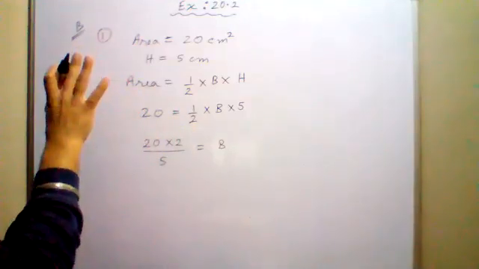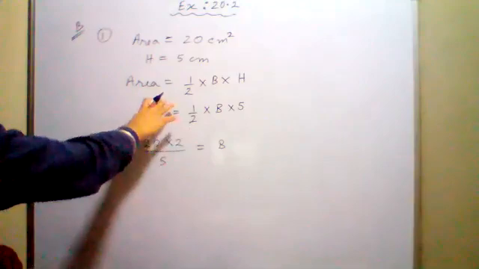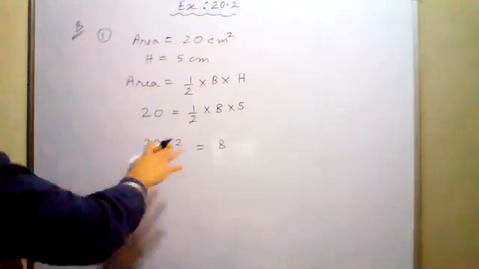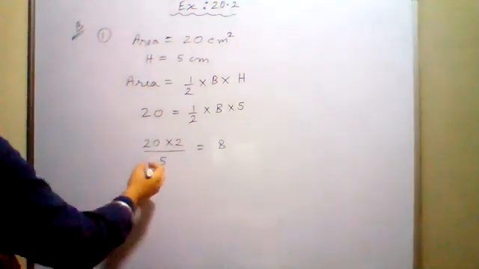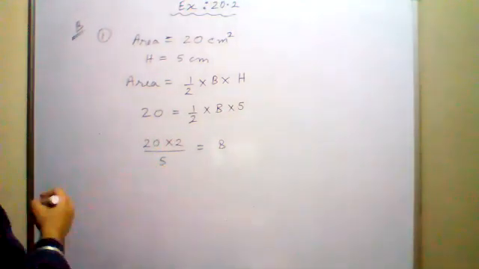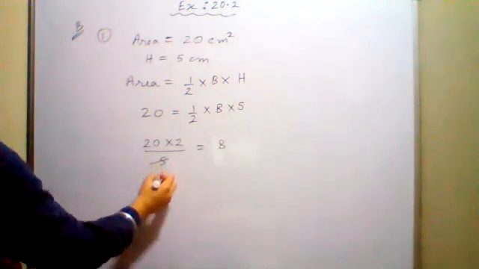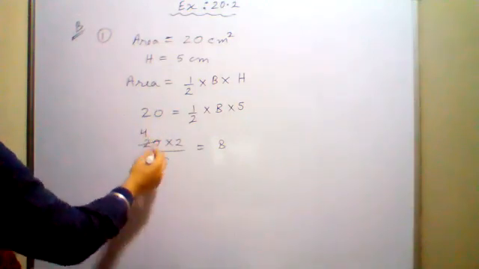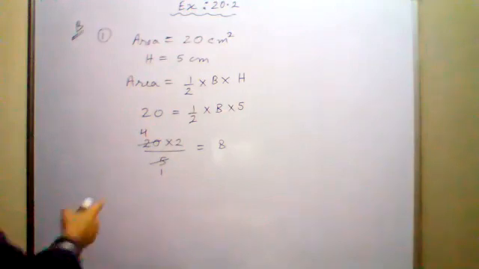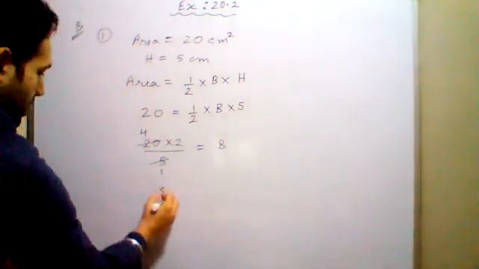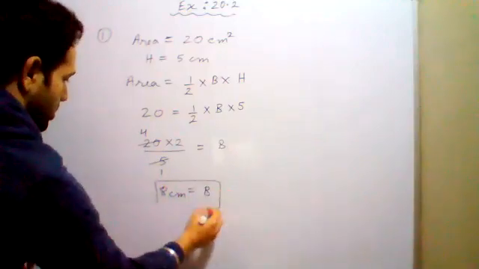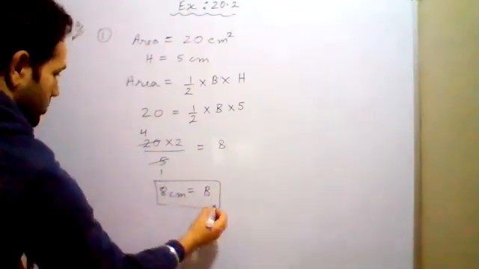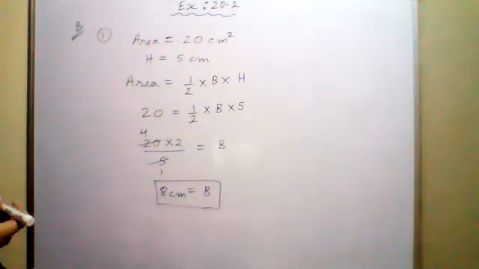In all the questions you have to do the same thing. 2 denominator से चला गया numerator में and 5 numerator से चला गया denominator. Okay. Now you can simplify. 20 is divisible by 5, so you can divide it by 5. You get 4. 20 divided by 5 is 4. 4 into 2 is 8. So 8 centimeter is equal to base. Answer. Clear? Okay, sir. Okay.